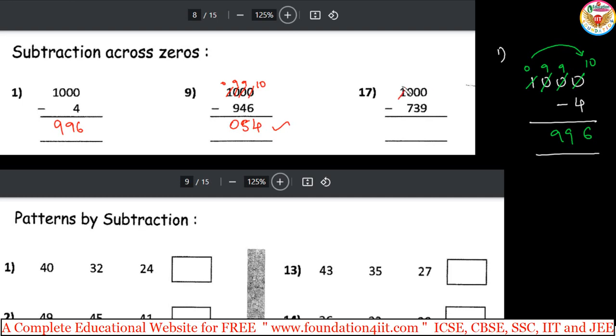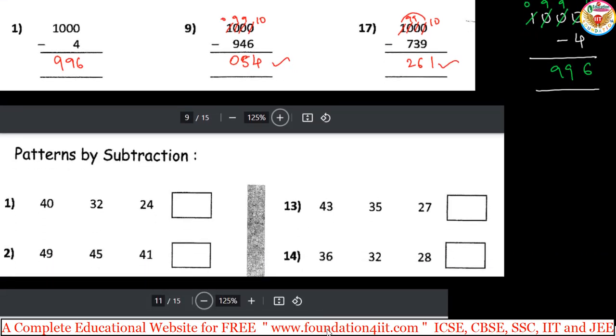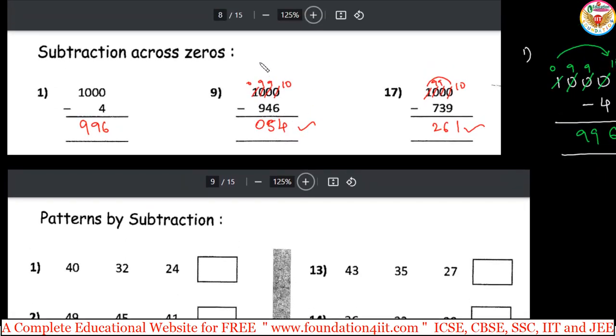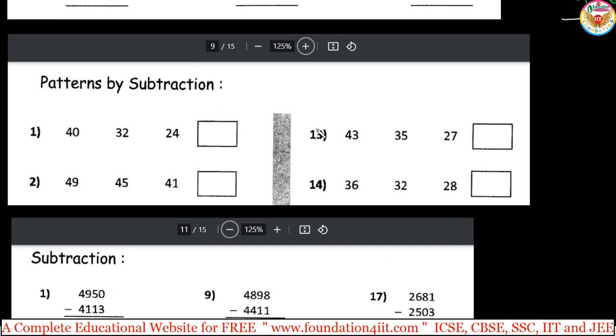Same, this one will carry to this 0, so it is 10. These all should be 9s. 10 minus 9 is 1, and this is 6, 2, 261. So for subtraction across the zeros, you can use this method and continue the remaining problems. So many are there in this page. In this PDF file, you can continue practicing.